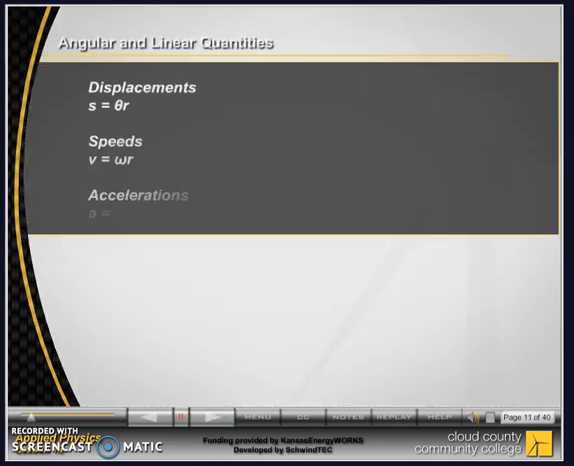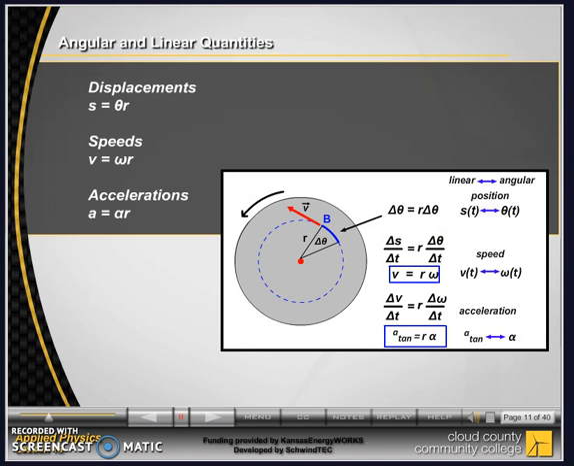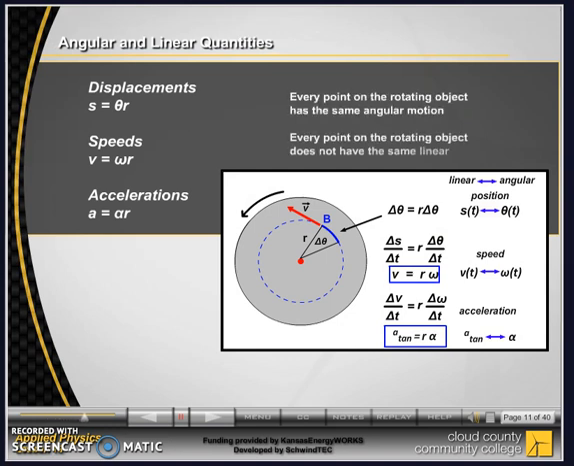It's all about the radius. What does that mean? Well, if you want to go from an angular component of motion to a linear motion component, you just need to multiply by the radius.